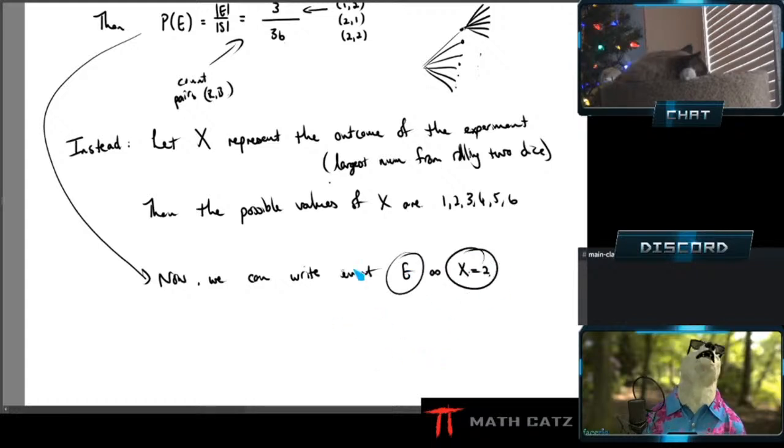It's just a different way, a more streamlined, efficient way to talk about the outcomes. I don't have to redefine a new event if I want to talk about the outcome of 3. I'm just looking at the value of x being 3. I'd need to define a new event if I want to look at getting the largest number to be 5. No, I could just say I'm looking at x equal to 5. So it's just a little bit more efficient.